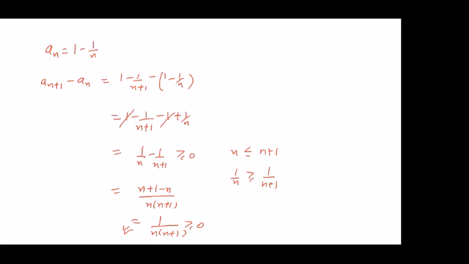Right? So that proves that since your an plus 1 minus an is greater than equals to 0 for all n, do not forget to write for all n. Therefore, this sequence is non-decreasing. Yes, I hope that is clear.